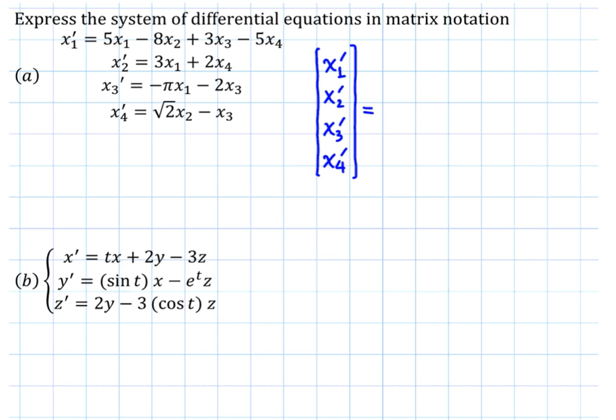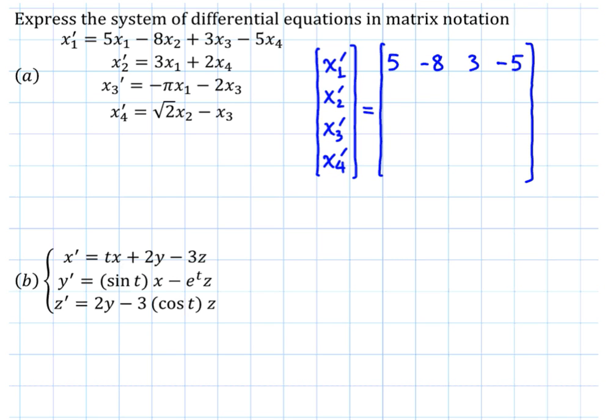We just write all the coefficients, followed by a 4x4 matrix. Now the coefficient for x1 is 5, x2 is -8, x3 is 3, and x4 is -5. So we just write out all the coefficients.